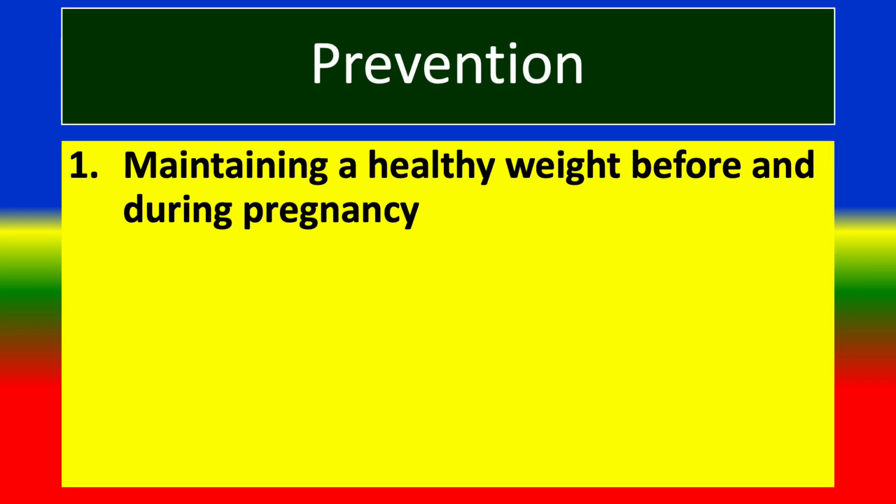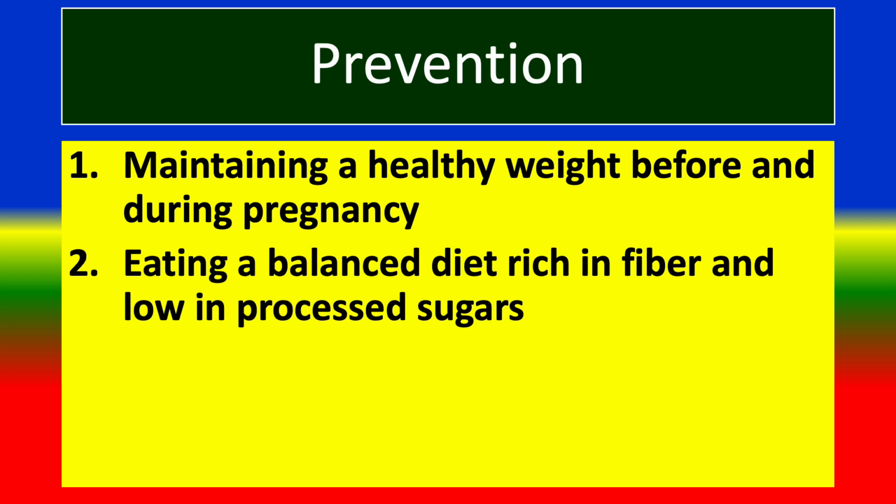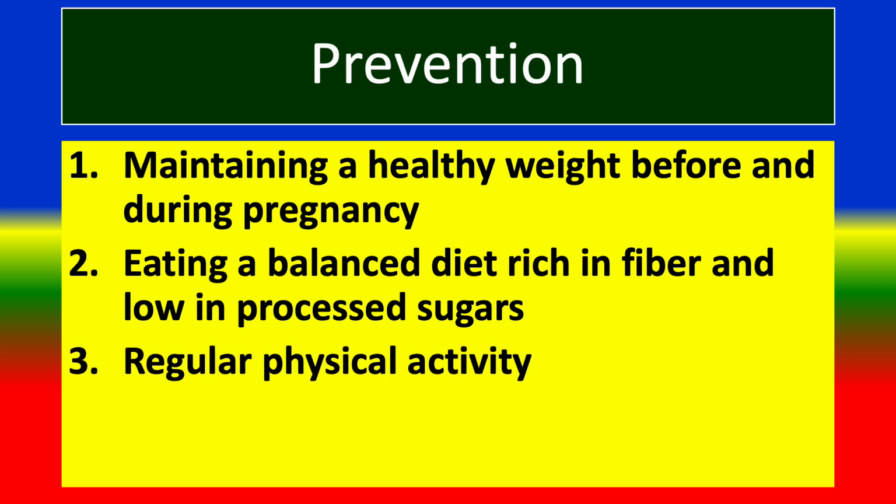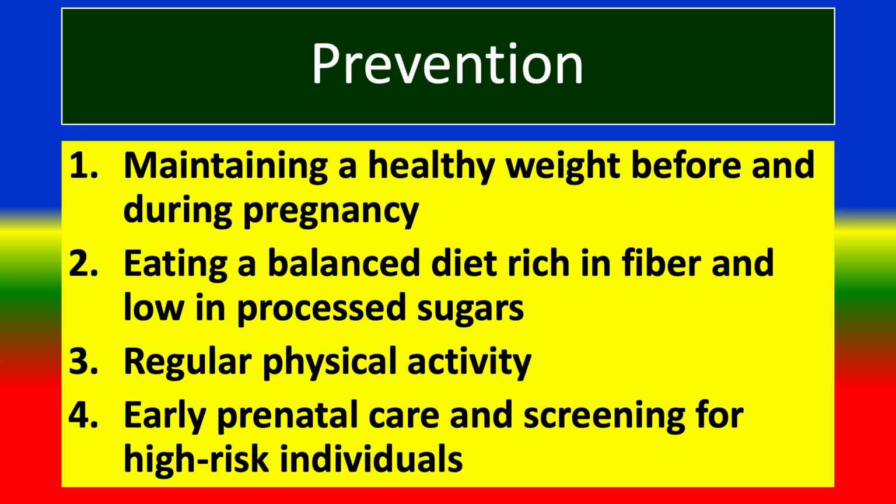Prevention: 1. Maintaining a healthy weight before and during pregnancy. 2. Eating a balanced diet rich in fiber and lower in processed sugars. 3. Regular physical activity. 4. Early prenatal care and screening for high-risk individuals.